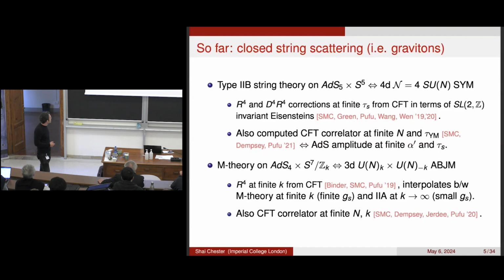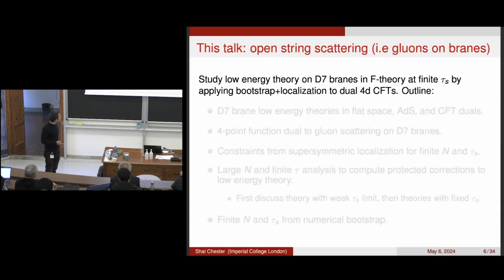And then similarly, we also were able to study the CFT at finite n and Chern-Simons level k. So this is just a review of an application of this general strategy of studying CFT correlators using bootstrap and localization in order to study the holographic correlator and then taking the flat space limit to learn about the low energy effective action. But in this talk, we're not going to talk about closed string scattering or gravitons.